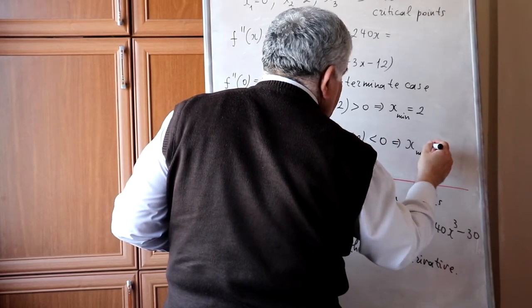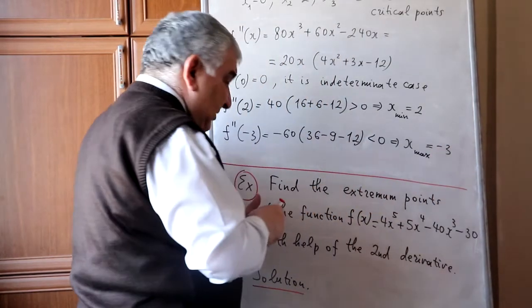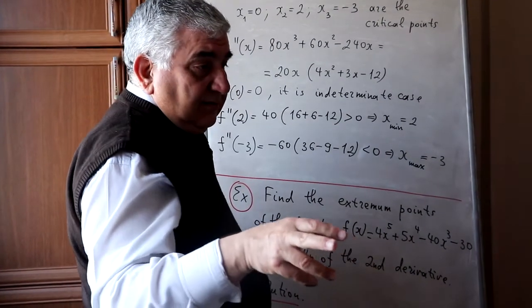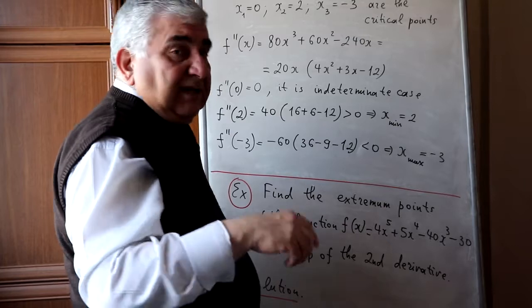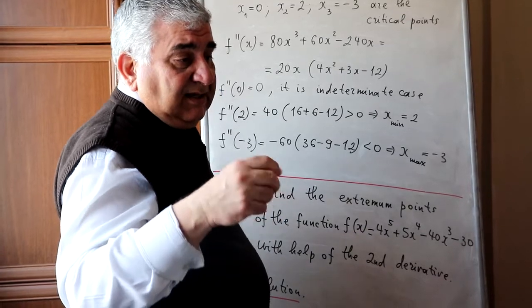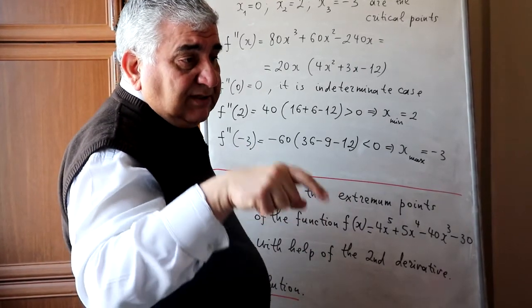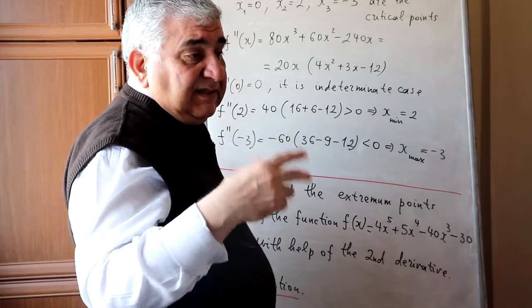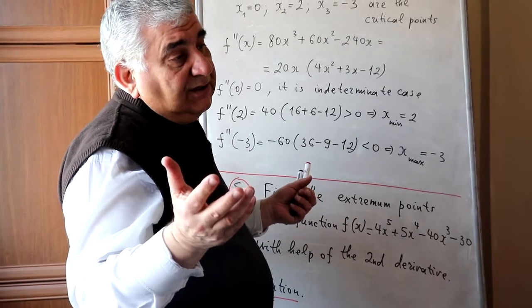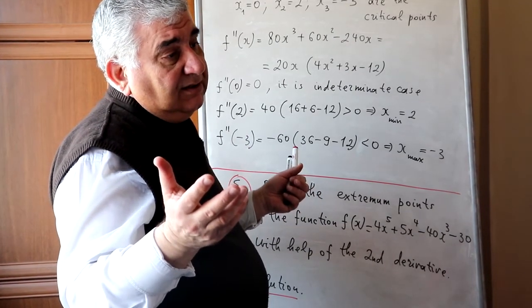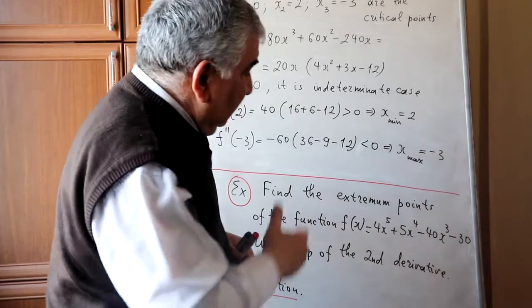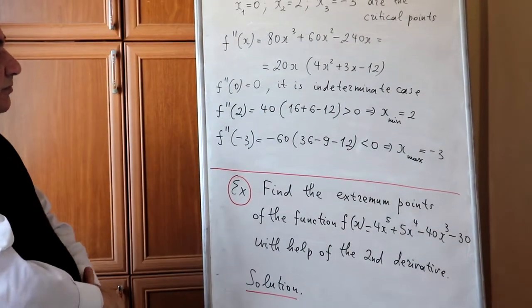And remember that if the second derivative at a critical point is positive, then this critical point is the minimum point. If the second derivative at the given critical point is negative, then this critical point is the maximum point. And if the second derivative at the given critical point is 0, then we have indeterminate form. It is investigation of function for extremum points with help of the second derivative. Please rewrite, and look at both.